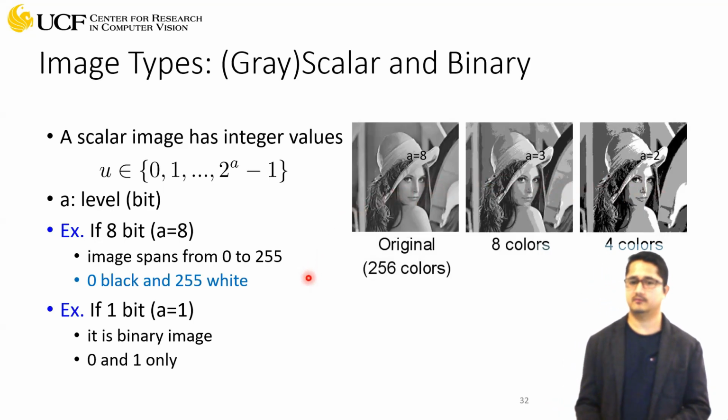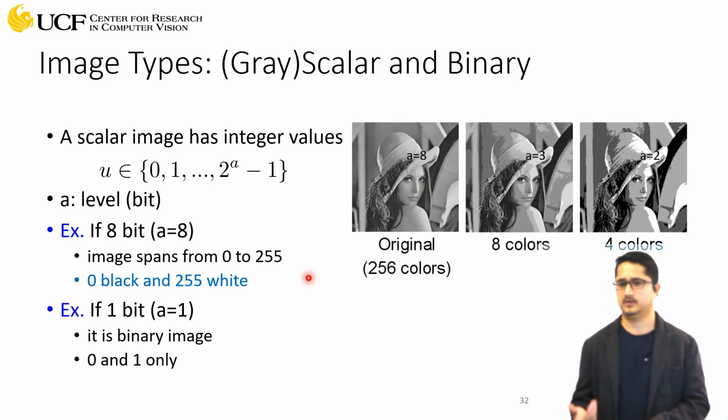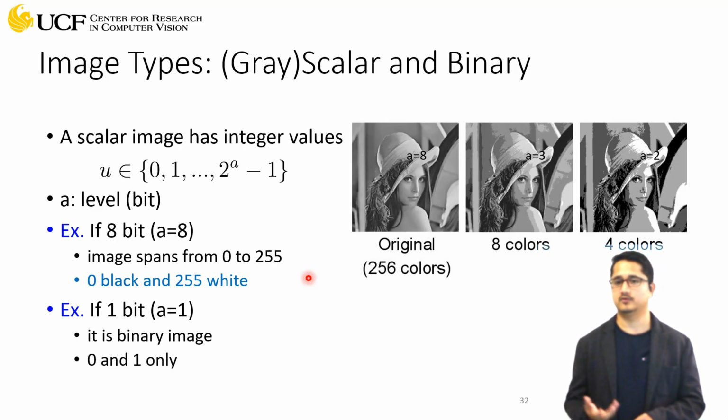Then the question is, why do we need these different bit levels if a higher bit level is better? Of course, we always want a higher bit level, but that comes with memory consumption, right? A bit level of 8 requires a lot more memory as compared to a bit level of 2.